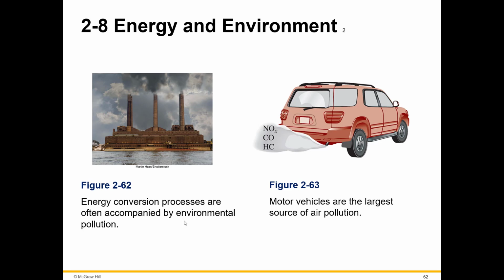So energy conversion processes are often accompanied by environmental pollution. Motor vehicles are the largest source of air pollution. So there's a big push for public transportation to reduce this, because a single train produces X, Y, Z of all of these chemicals, but it can carry like 300 people. Versus needing 300 individual cars, because the train is not putting out 300 times that amount, right?